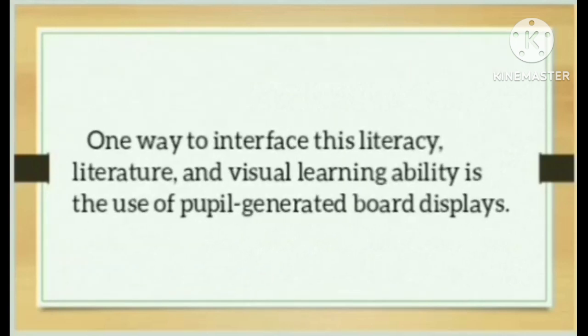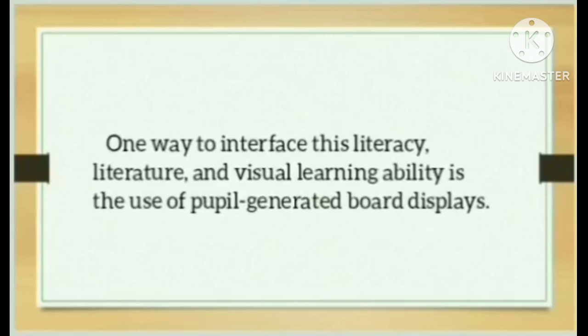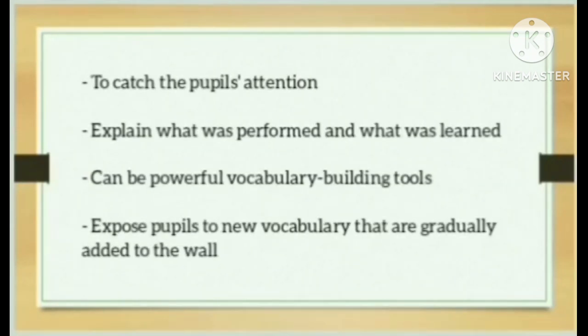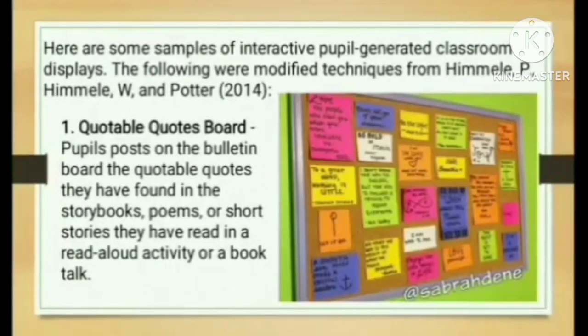One way to interface literacy, literature, and visual learning ability is the use of pupil-generated board displays. The purpose of this is to catch the pupils' attention and explain what was performed and what was learned, especially in English, because it can be a powerful vocabulary building tool and expose pupils to new vocabulary that is gradually added to the wall. Some of these displays are interactive and rely on pupil contributions. Here are some samples of interactive pupil-generated classroom displays. The following were modified techniques from Himmel P., Himmel W., and Potter, 2014.